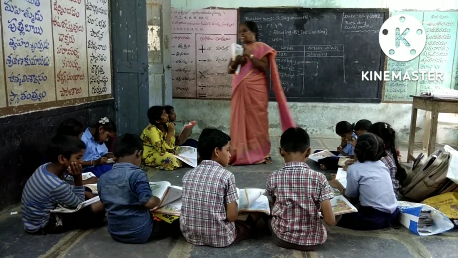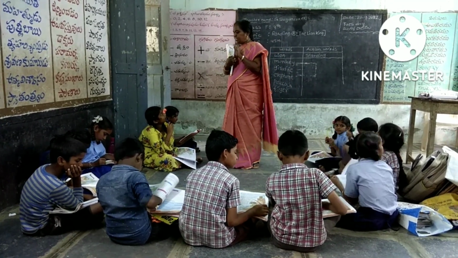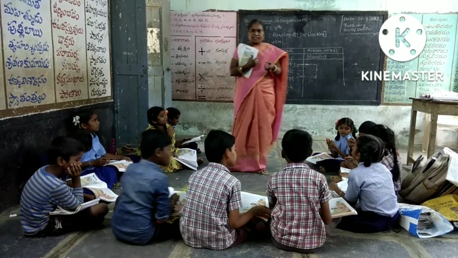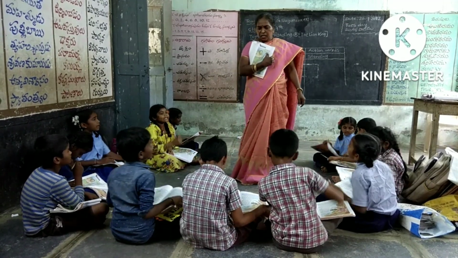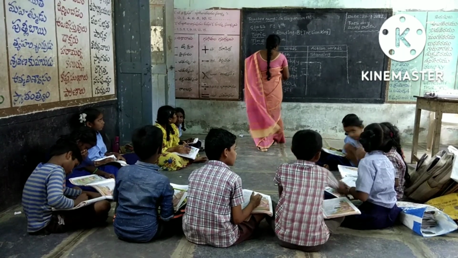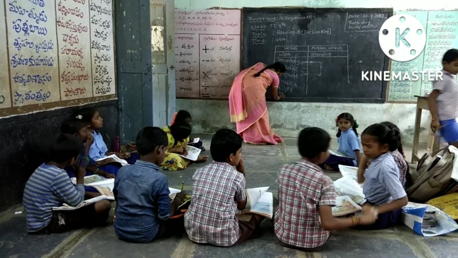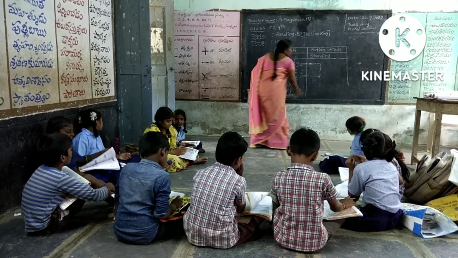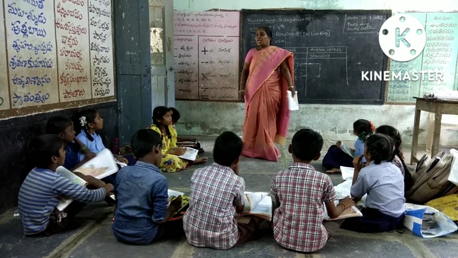Who is sitting on the tree? Monkey. After the picture, monkey. Who is sitting on the tree? Monkey. Action words means what are they doing?